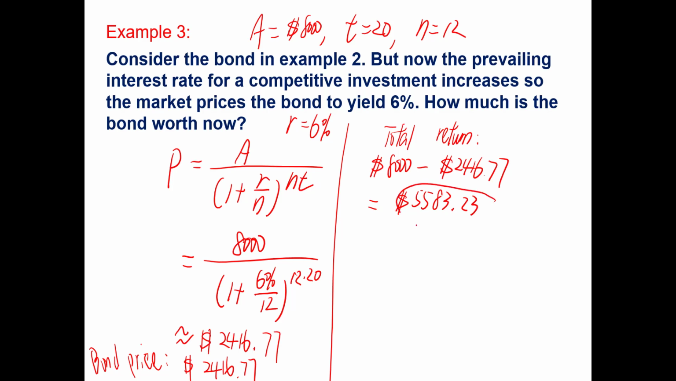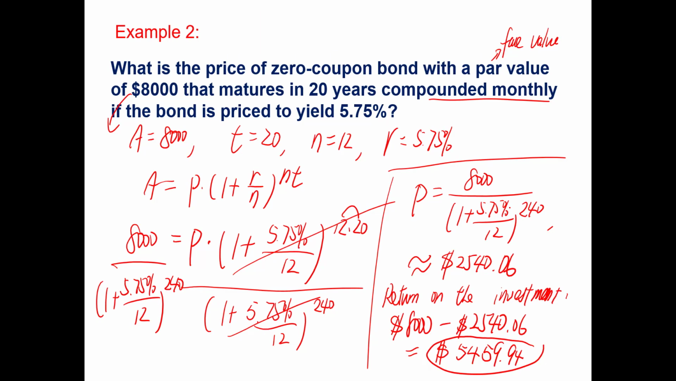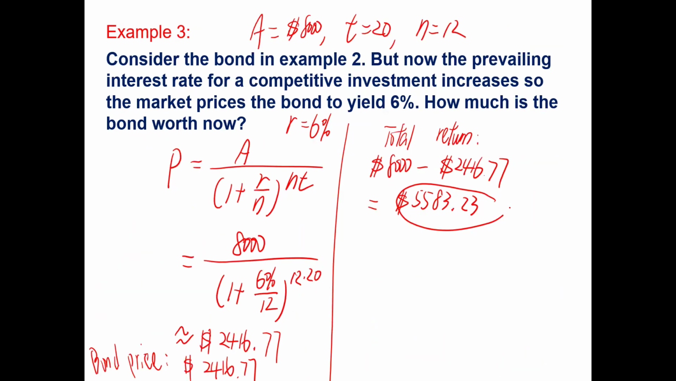So this turned out to be $5,583.23. And that's the total return on investment, which is slightly better than the previous option.